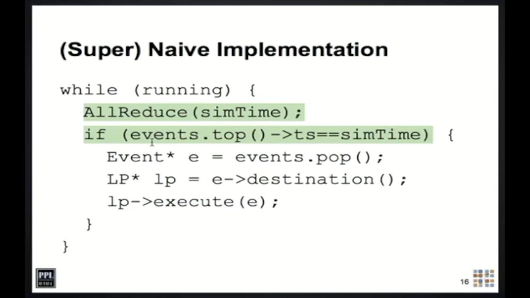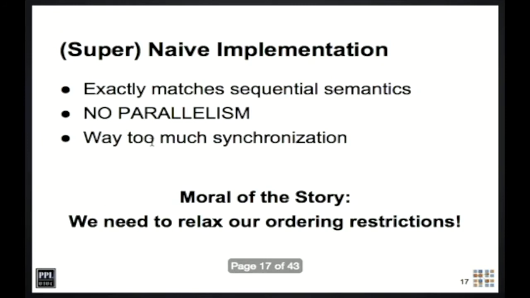So this gets us running in parallel. It has our LPs distributed across processes. But obviously, there are some problems. The benefit is it exactly matches the sequential semantics, so we know we're going to get the exact same event execution each time. The problem is we have no parallelism. We're still executing one event at a time, basically, unless some events occur at the same timestamp. But for the most part, we're executing a single event, and we have way too much synchronization. Every iteration, we're calling an all reduce and executing a single event.